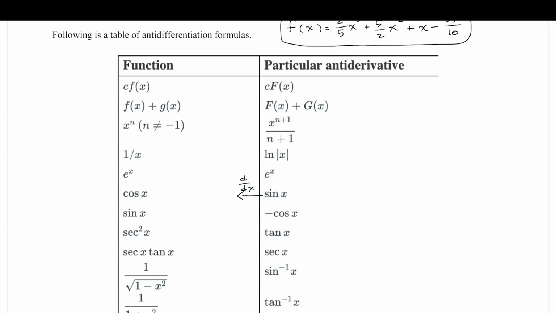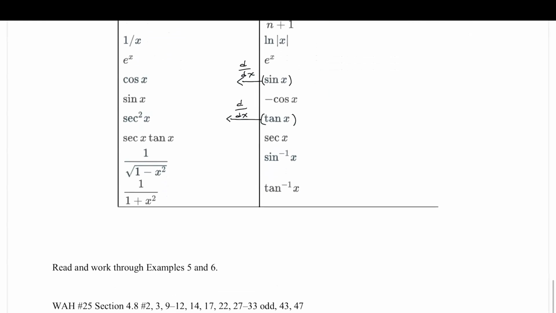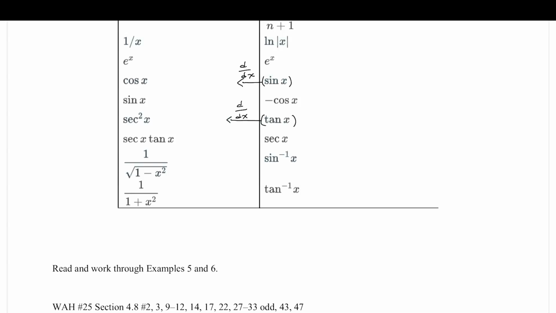The antiderivative of cosine x is sine x because, look at the direction of the arrow, the derivative of sine x is cos x. Or, for example, the antiderivative of secant squared x is tan x because, look at the direction of the arrow, the derivative of tan x is secant squared x, etc. So basically, if you take the derivative of the antiderivatives on the right-hand side, you will get back the function that's on the left.